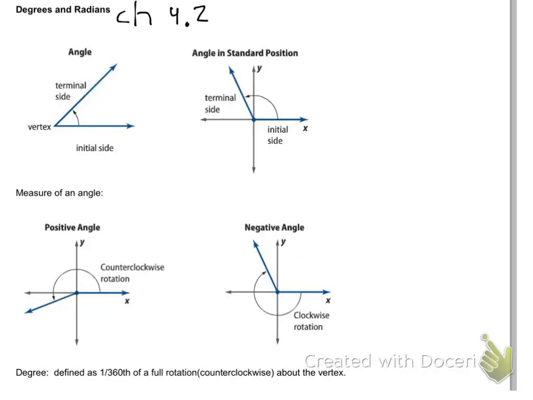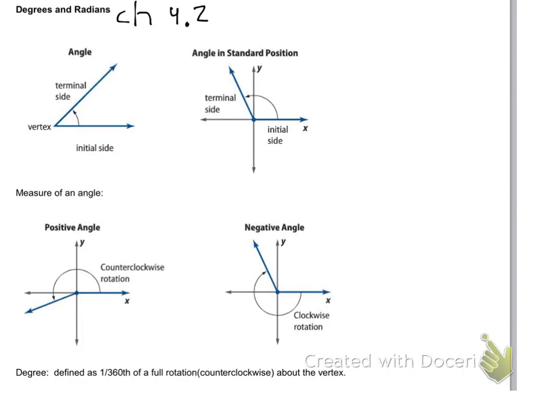Precalc chapter 4.2. We're going to continue on. Today we're going to talk about degrees and radians. So there's a little bit of switching. There's a little bit of different, like how can they break up degrees into a different format. How do you measure angles? So we'll start with that today.